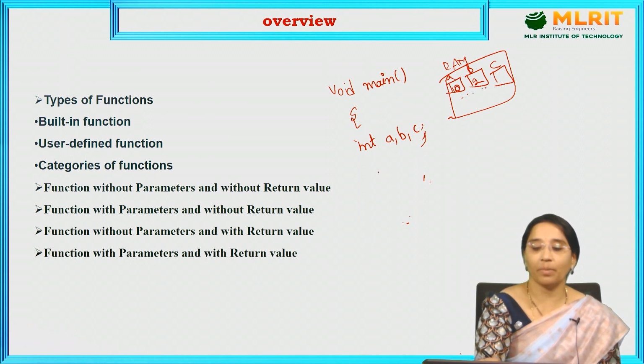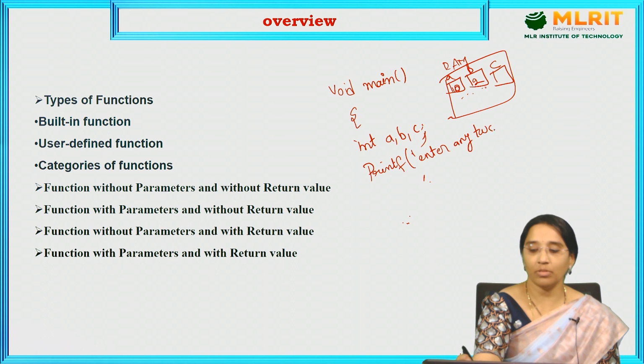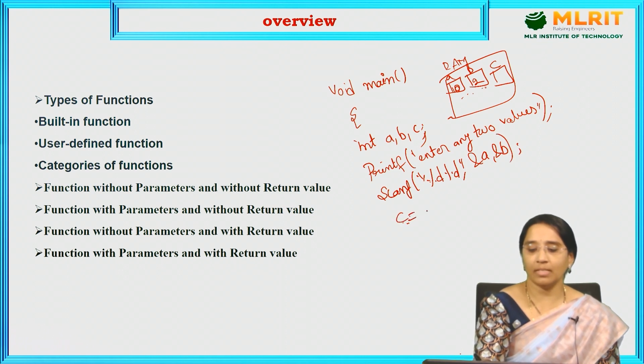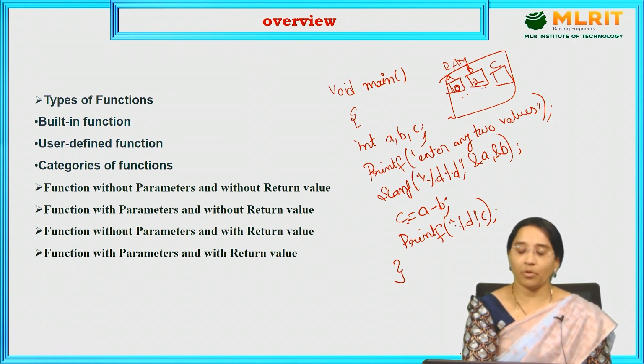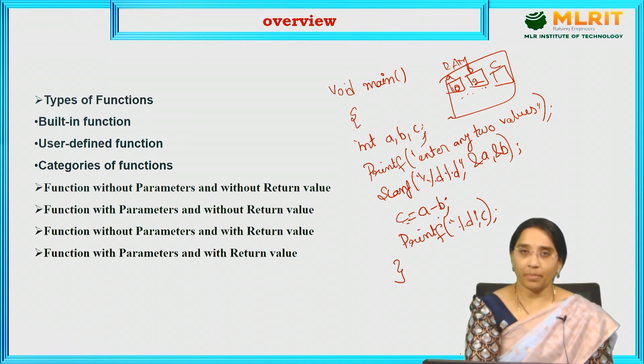So int A, B, C, printf, enter any two values. So we will use the scanf function to give the input, address of A, address of B. C is equals to A minus B, printf %d, C. So this is the basic sample program we have seen in the structure of a C program also, while discussing there. So subtracting the two numbers.